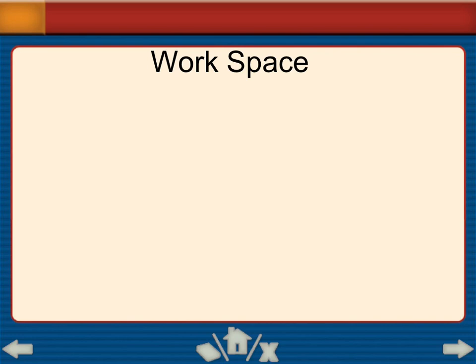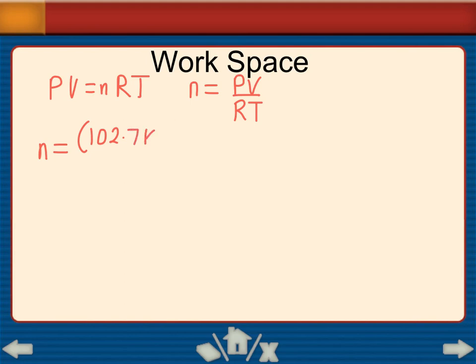Okay, we're going to do this by starting with the ideal gas law again. PV equals nRT. This time we know we have the volume of the gas. We'd like to know how many moles of that gas there are. So we'll be rearranging it: n equals PV over RT. We are going to then substitute in the pressure, which was 102.7 kilopascals.